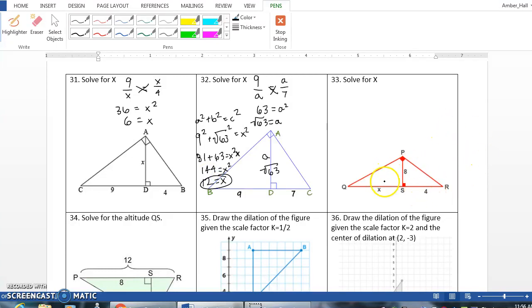Solving for x again. We have side 1, altitude, and side 2, so we're just simply setting up a proportion. 8x over 8 equals 8 over 4. Cross multiply. 4x equals 64, and x equals 16.